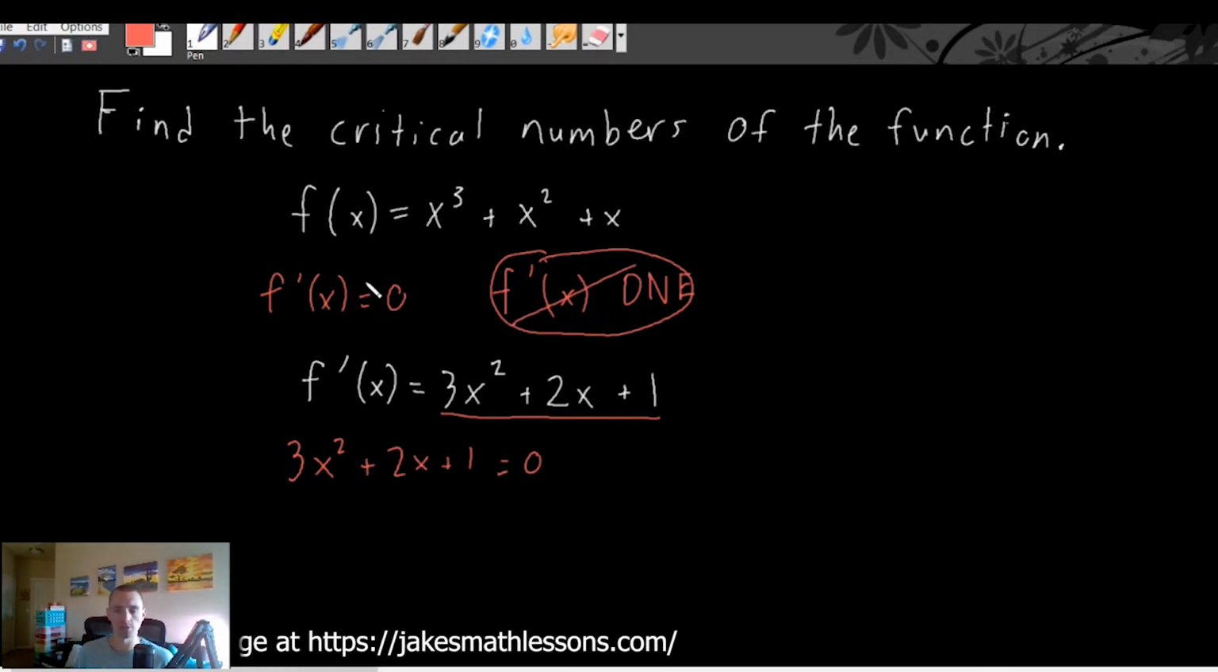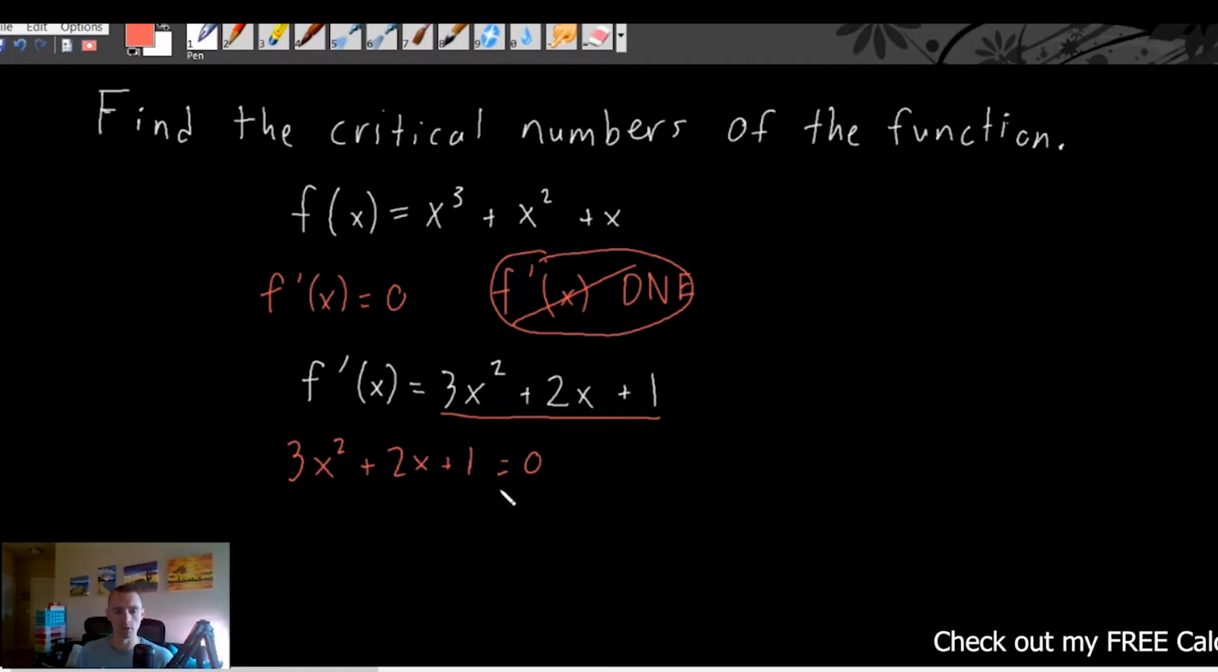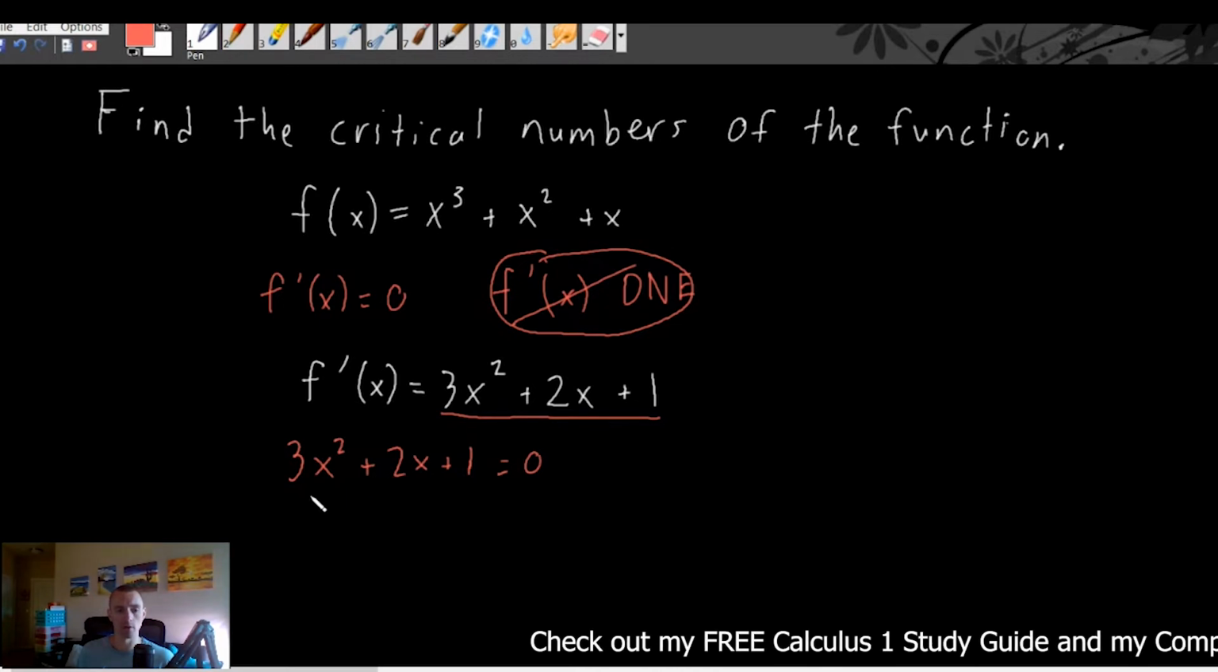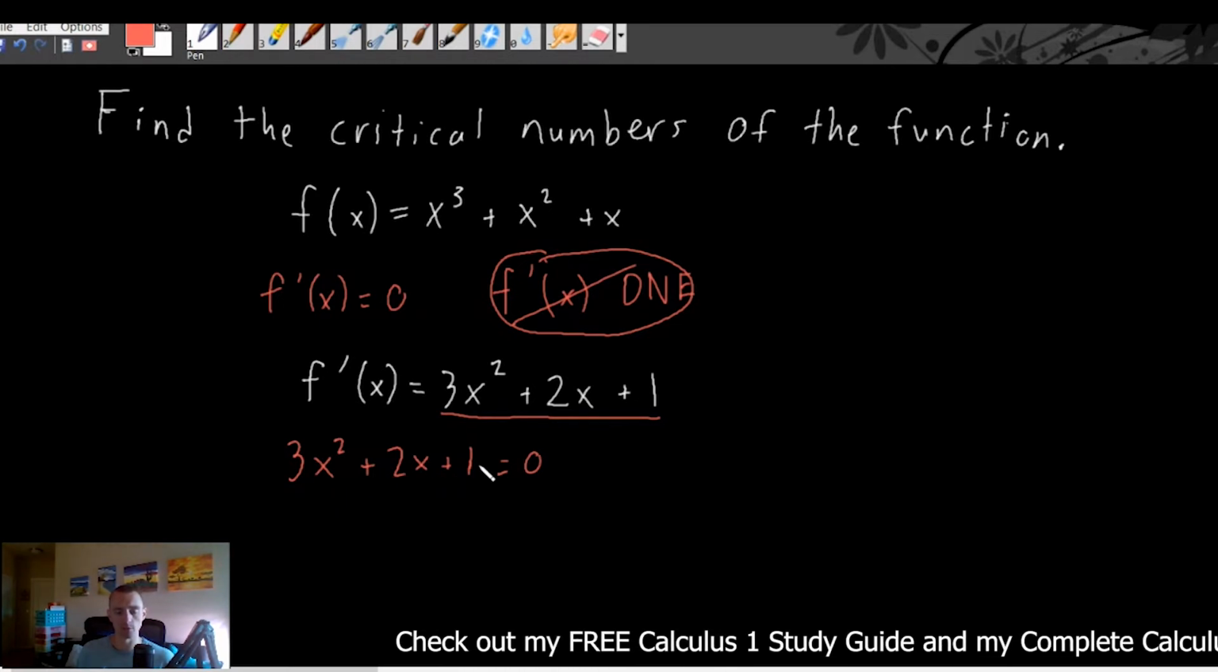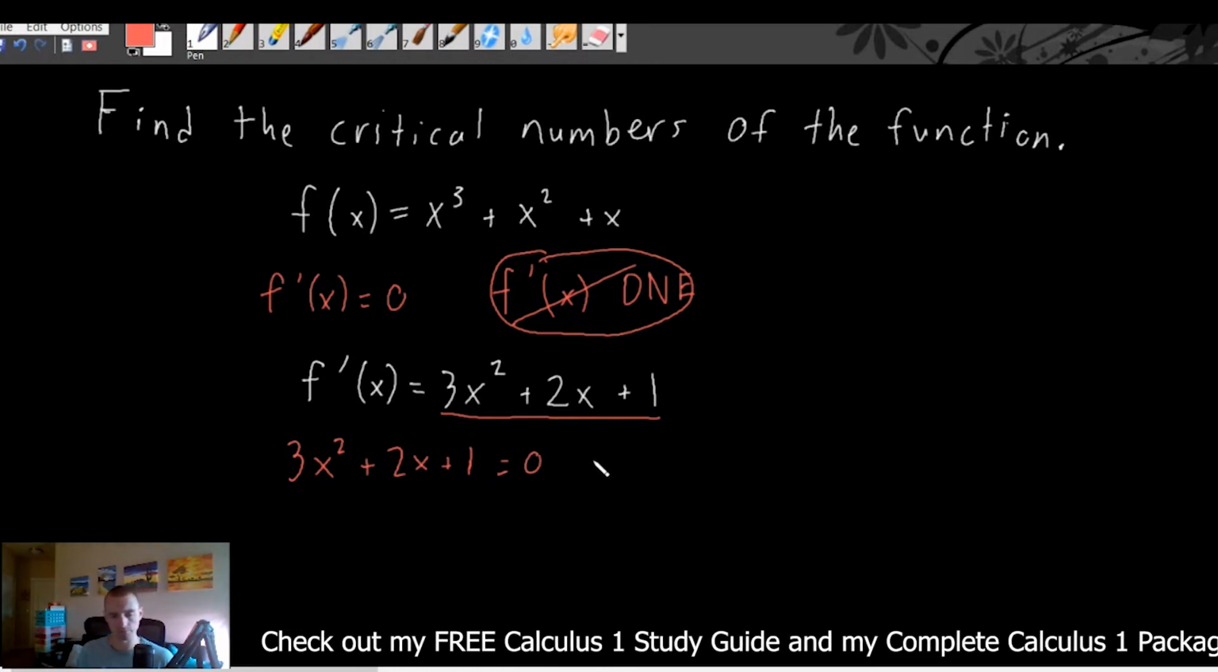So in this case, we don't need to worry about this condition because it exists everywhere. As a result, we really just need to worry about this one. But like I said, you always want to think about this condition here. You always want to think about where your function's derivative does not exist. In this case, we're just going to have the solution to this equation, though, giving us our answer. So we need to figure out if there are any x values where 3x squared plus 2x plus 1 equals 0.